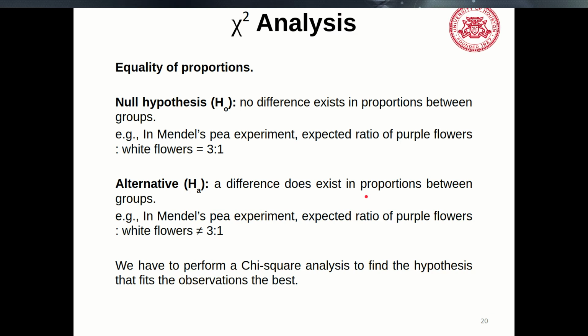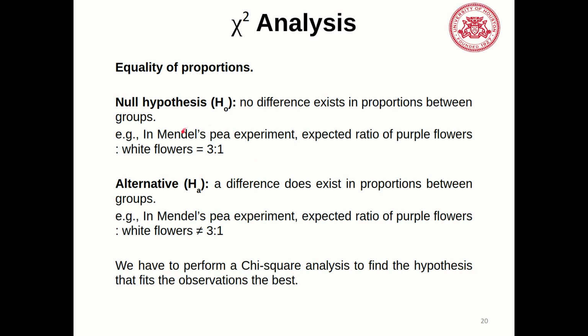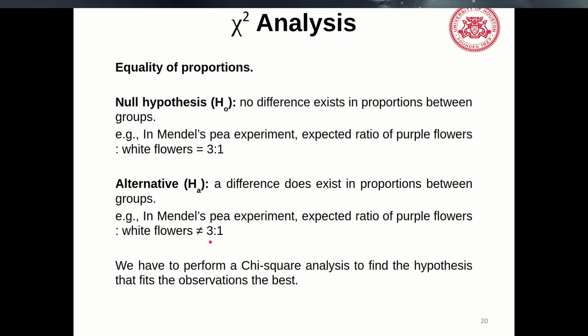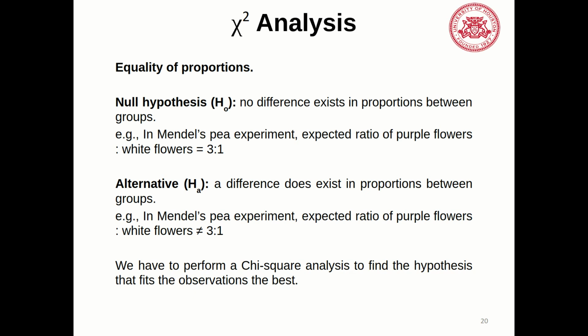So as I said before, maybe you have a ratio of flies, here it's 3 to 1. And then the alternative is no, the ratio really isn't 3 to 1, it's something else. And then you do your chi-squared. You have your observations, and your observations are kind of close to 3 to 1, all right, but they're not quite 3 to 1.